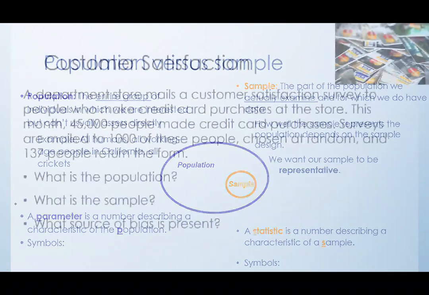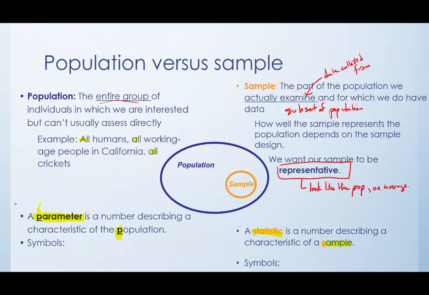Okay, and so we have symbols for those, right? We're usually going to use mu for the mean of the population, and we use x bar for the mean of the sample. And these are going to be, a statistic is actually calculated from data. We'll say that, calculated.